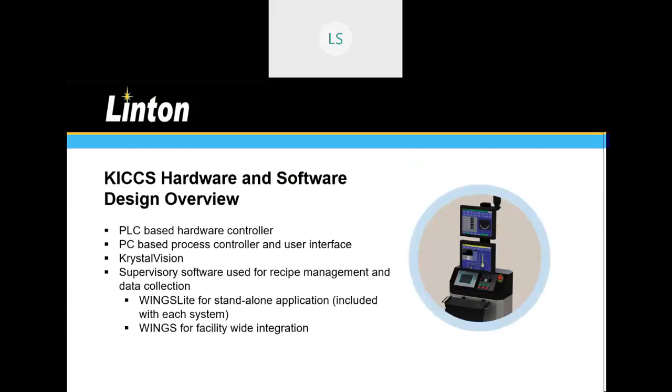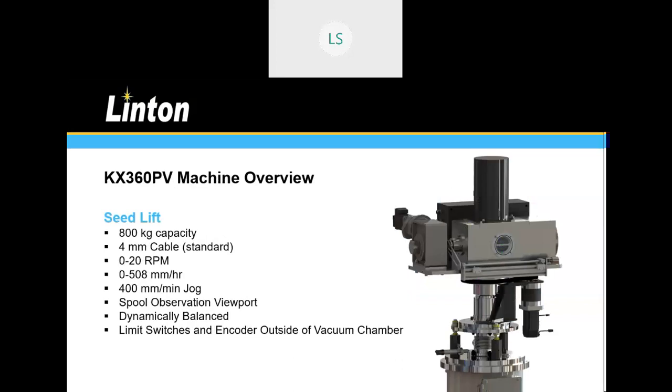We supply the machine with a full controls package. Our controls package is the most in-depth in the industry. We use a Siemens PLC controller to control the furnace. And then we have two PCs, one for our KIX or Crystal Vision system, which is, again, a vision system, which allows you to check diameter as well as other parts of the crystal as it grows. And then we have a data collection software package called WINGS, and that allows you to collect data on the run so you can review the data later on to see if there was a problem and where that problem was and what happened and how to fix it, as well as send recipes or SOPs to the machines. And I'll show you a slide about that later. Next slide.